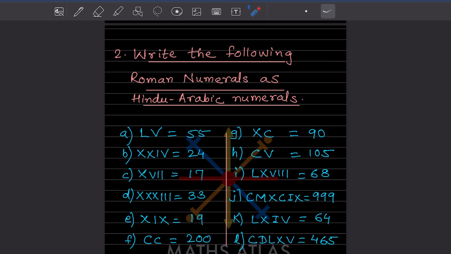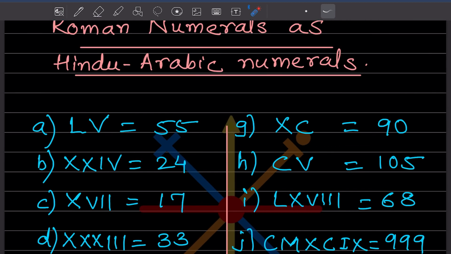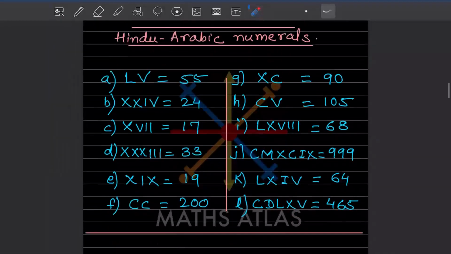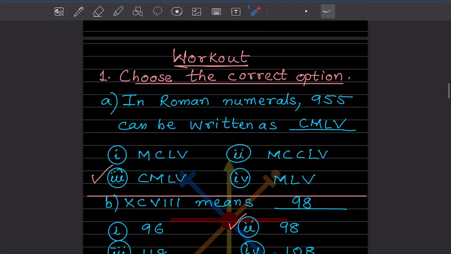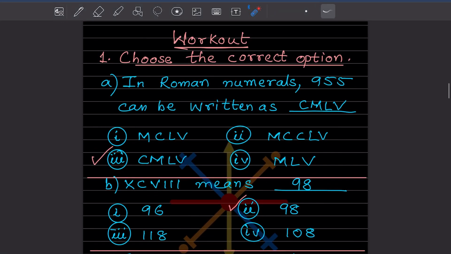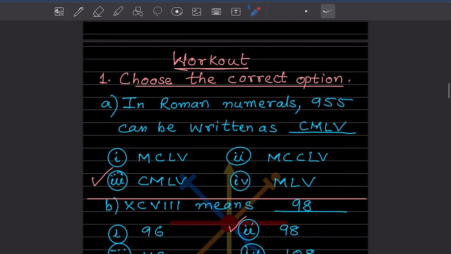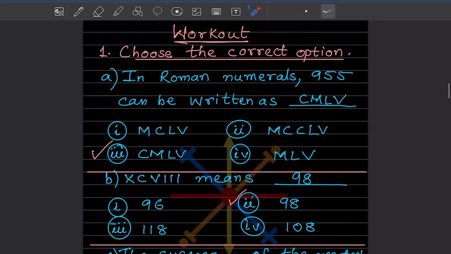Okay. So all is based on the table. So if you are thorough with the table, you can do it easily. Okay, so now this was actually the small exercise. Now we will do the workout of the first part.